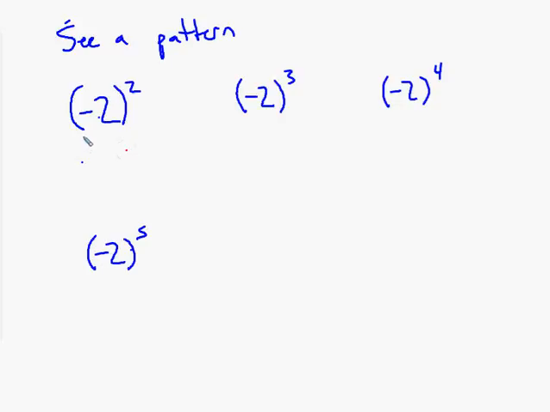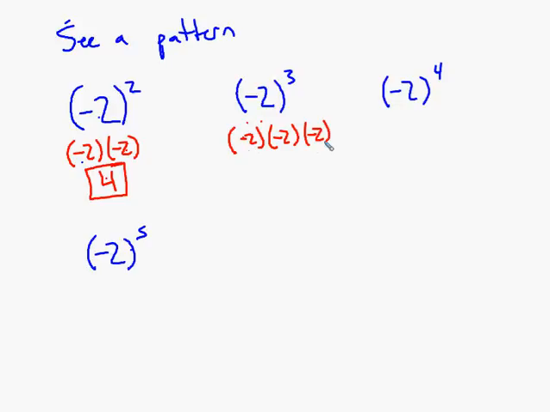So negative 2 squared. We're going to do this the long way. That means negative 2 times negative 2. What's negative 2 times negative 2? Positive 4. All right? The next one, what does that mean? Negative 2 times negative 2 times negative 2. And what's negative 2 times negative 2? Positive 4. So I have 4 times negative 2, which is? Negative 8.